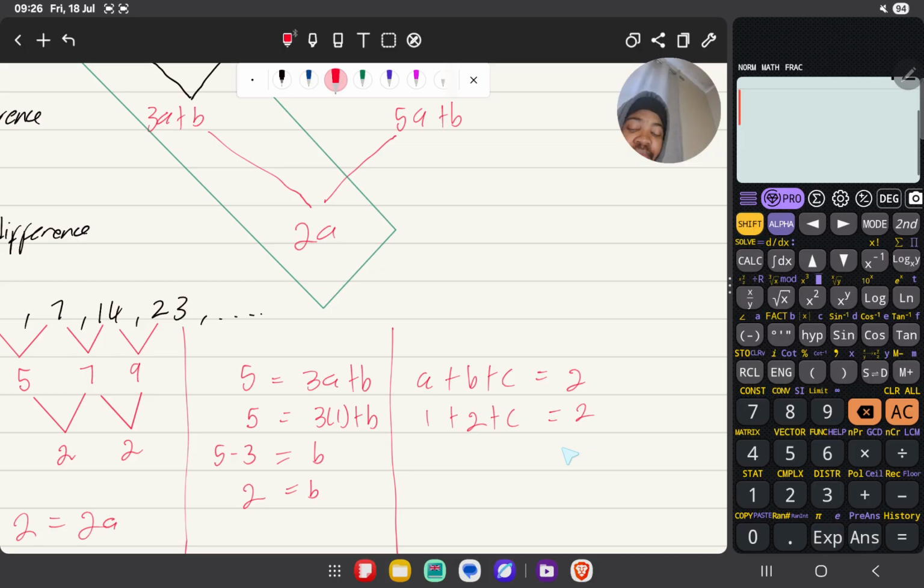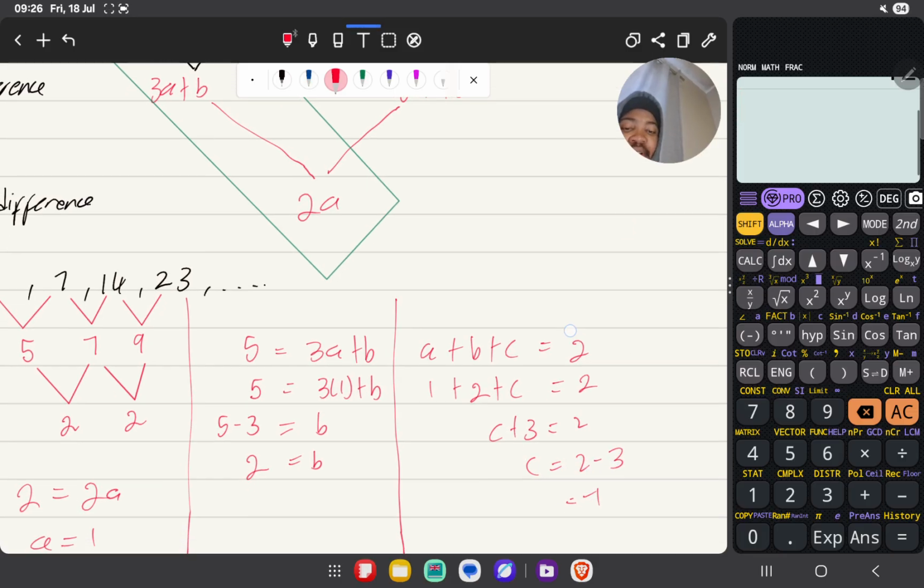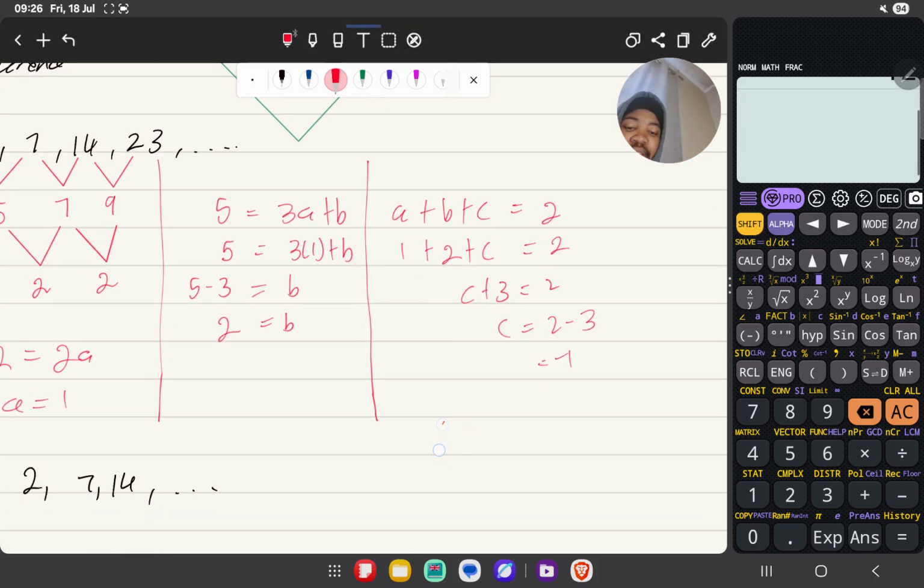So c is 2 minus 3, which equals minus 1. Now that you found it, you say therefore Tn equals n squared, because remember a is 1, plus 2n minus 1. So we have n squared plus 2n minus 1.